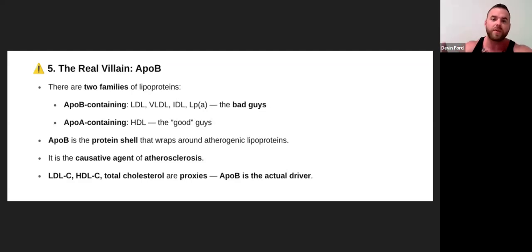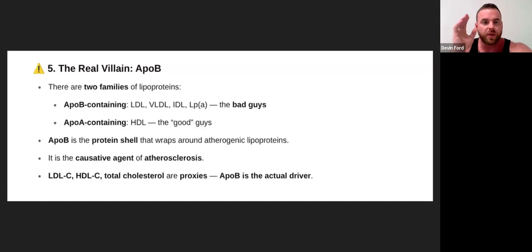It's the combination of the total particles of LDL, of IDL, VLDL. IDL dies really quick, but LDL, VLDL, and something called LPA. So the total amount of cars, right? So these are the cars. The total amount of those cars is directly equal to how much ApoB you have.